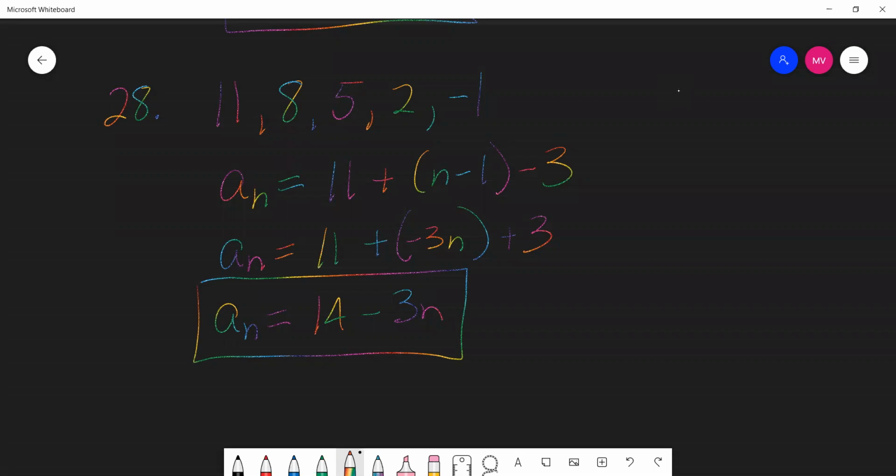Plus 14. Yes. So you could rewrite that. If you're really going to keep things consistent, you would write that as negative 3N plus 14.